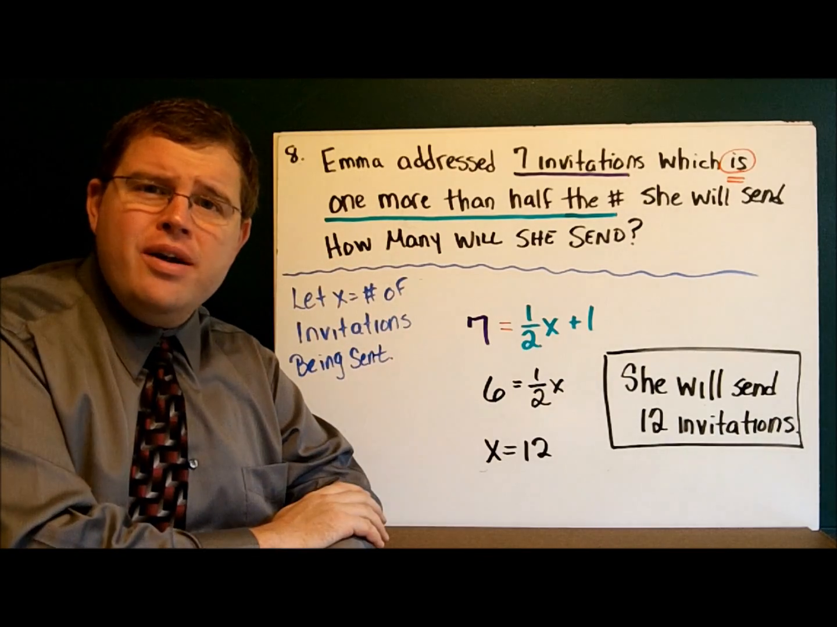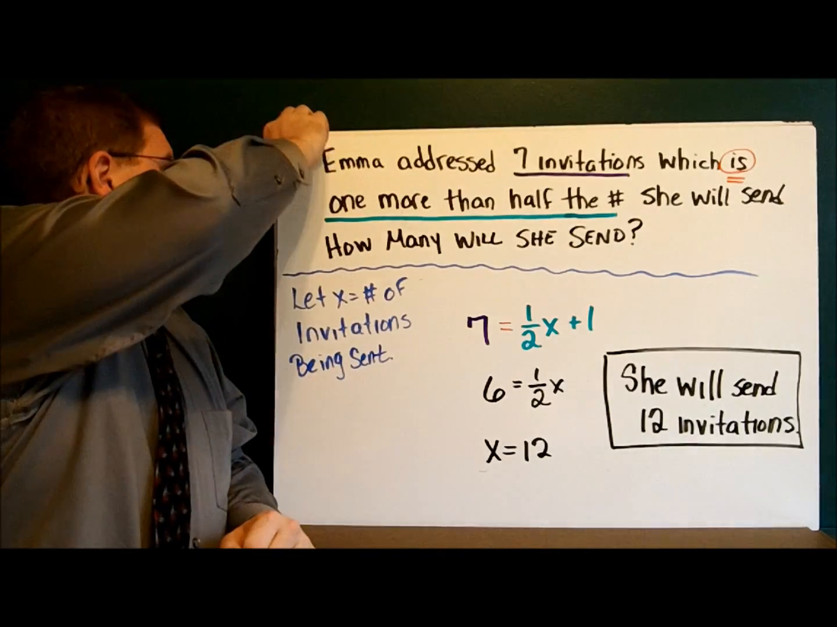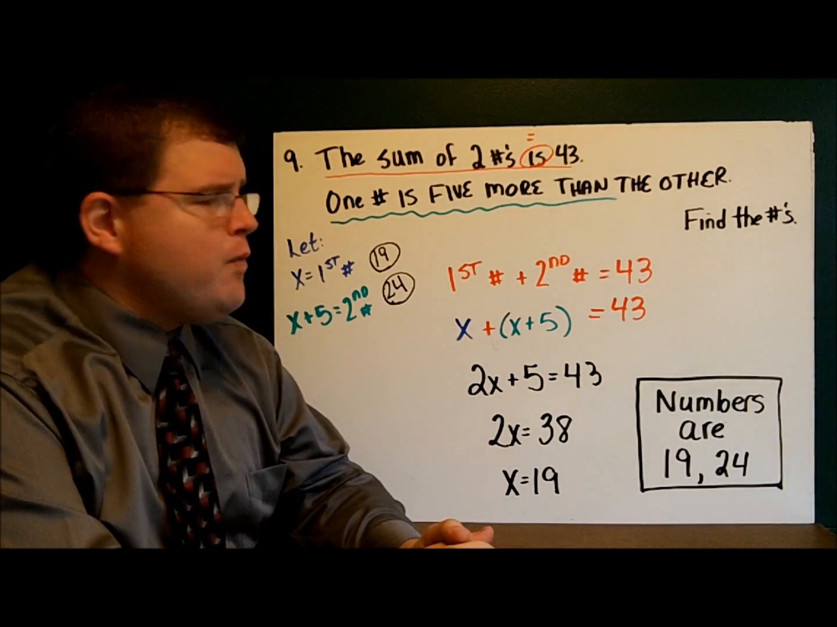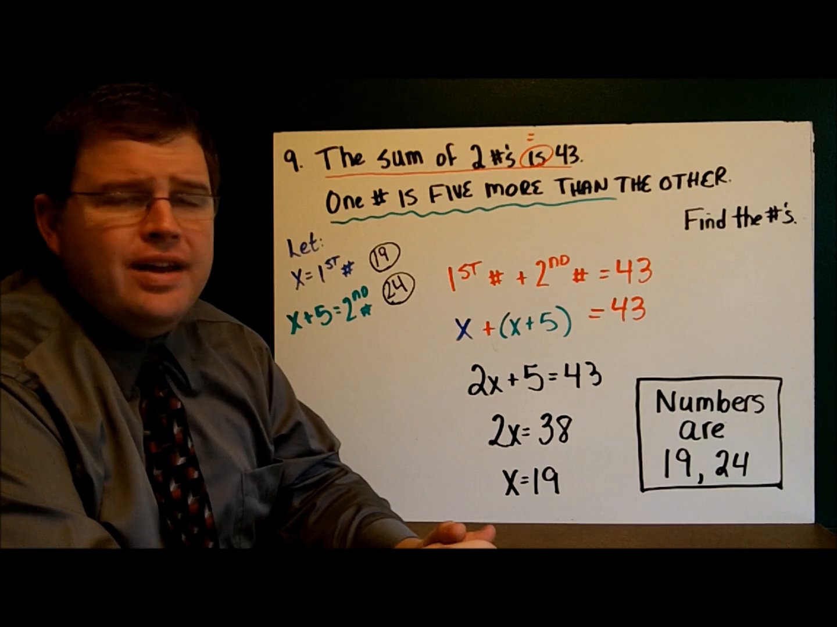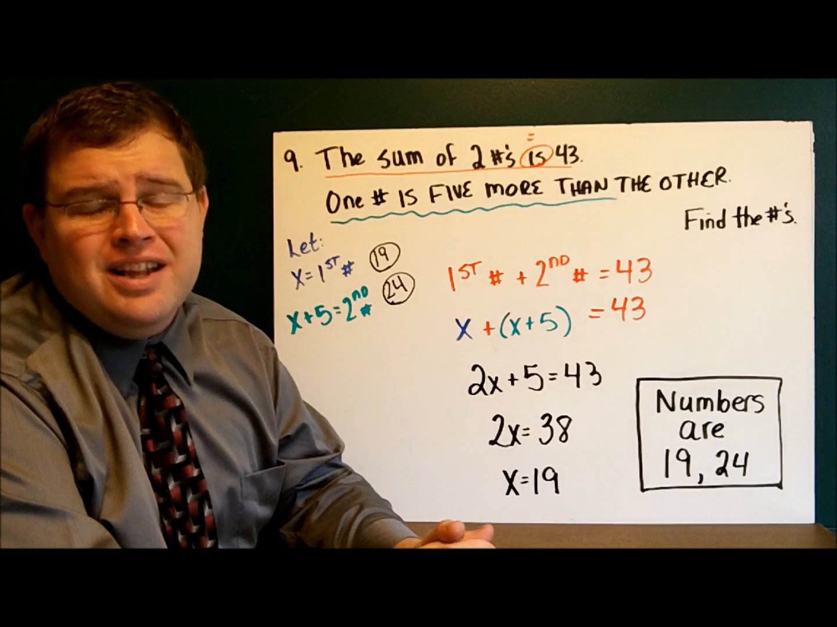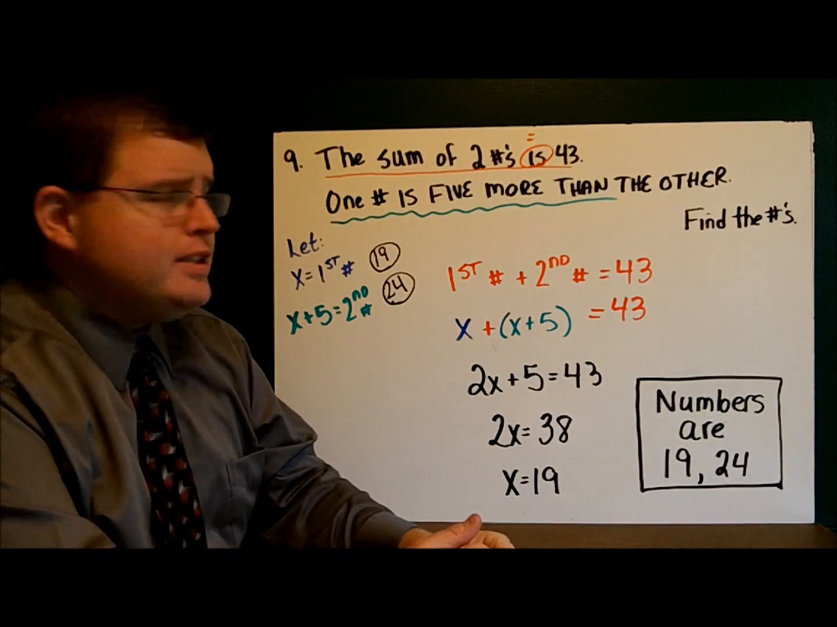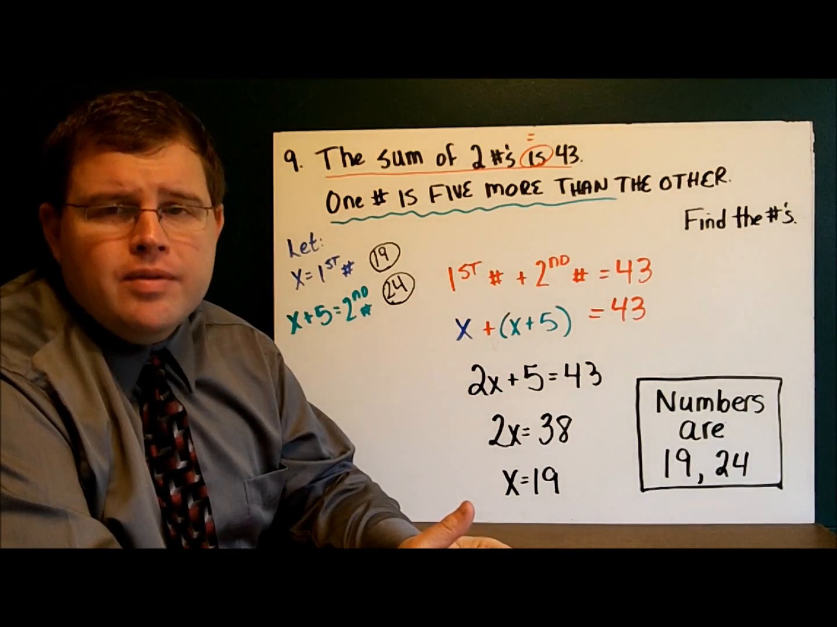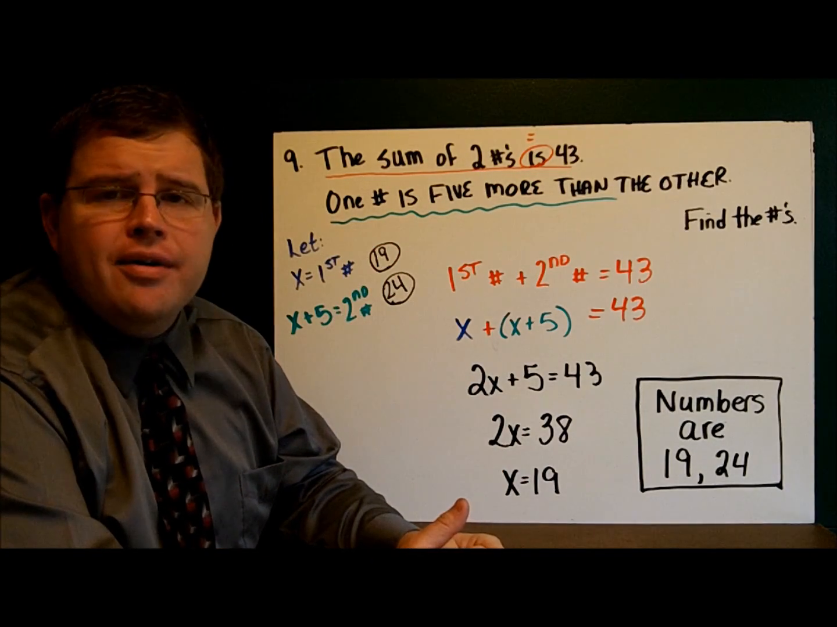Should we take a look at another one? Maybe one that has 2 numbers? Let's try it. The sum of 2 numbers is 43. One number is 5 more than the other. Find the numbers. Okay, there's a lot going on here. The sum of 2 numbers is 43. So the first number plus the second number is 43. That much I got.